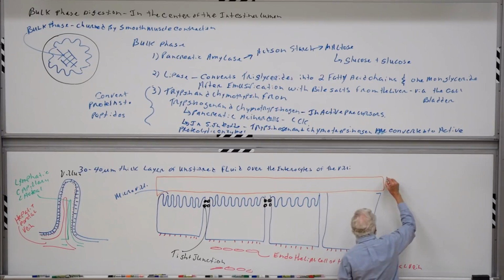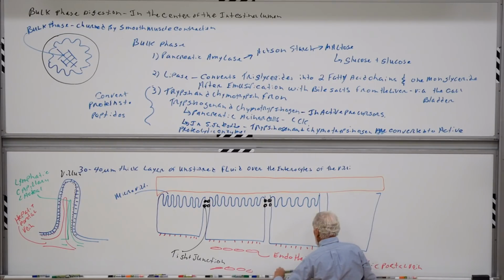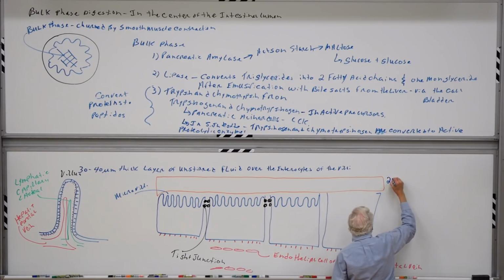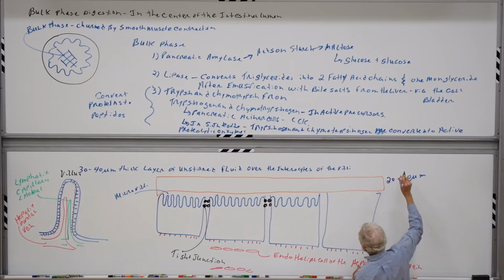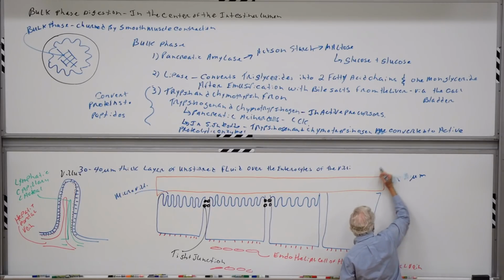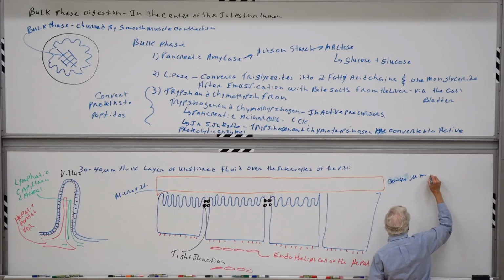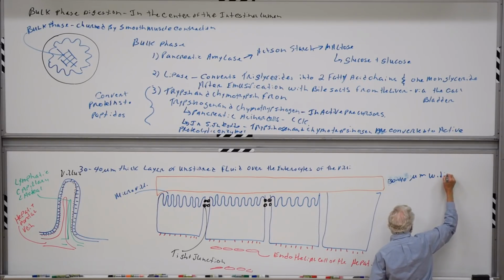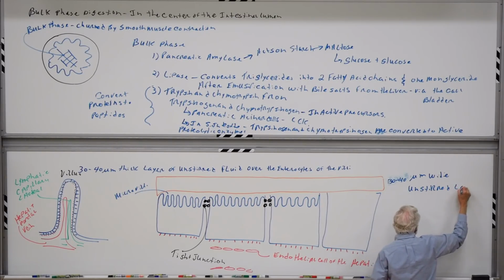And this box is the 30 to 40 micrometer wide, or thick, unstirred layer.